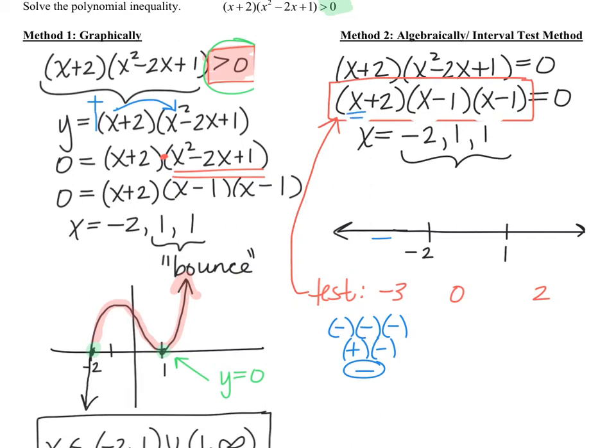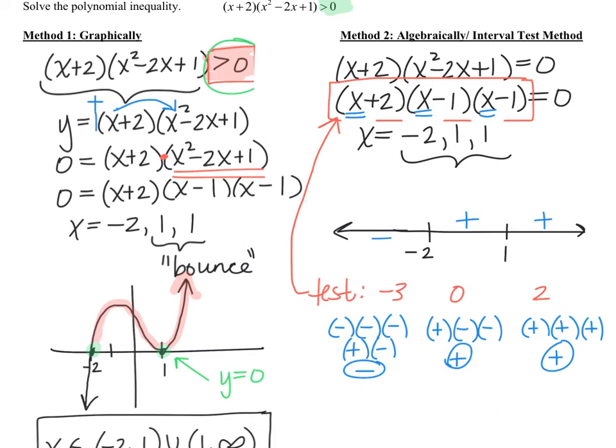So 0 plus 2 is a positive, 0 minus 1 is a negative, and 0 minus 1 is another negative. So this is an overall positive result, so I get a positive output in that interval. And then I test positive 2 the same way. Positive 2 plus 2 is positive. Positive 2 minus 1 is positive. And 2 minus 1 is another positive. So that's a positive output. So any value that is greater than 1 will give us a positive output.